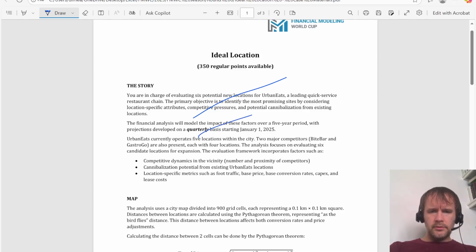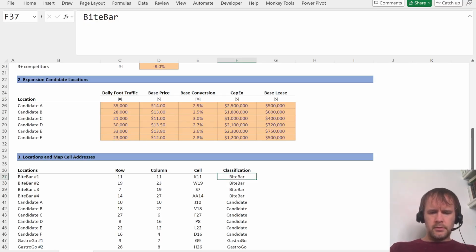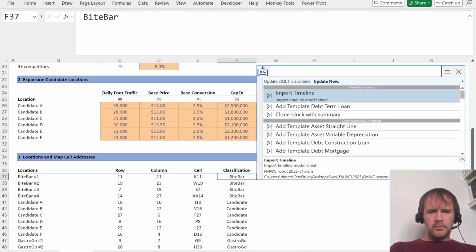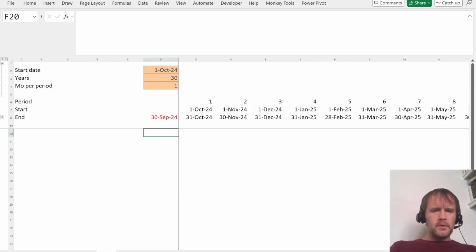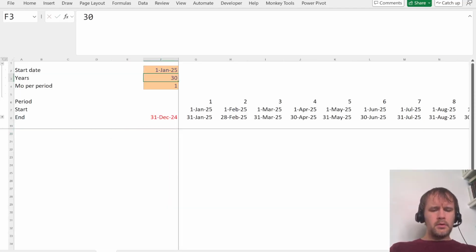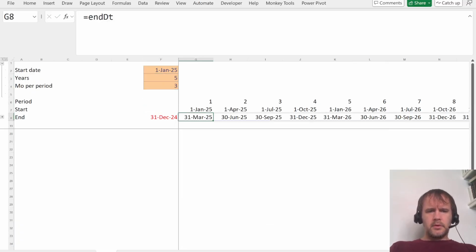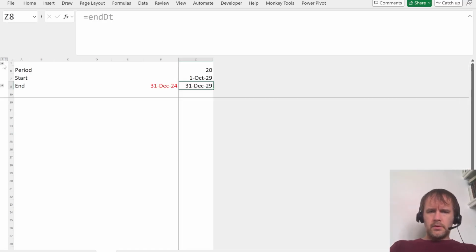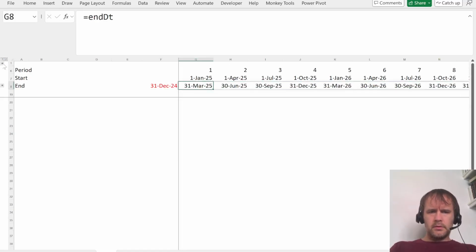So quarterly financial model from the 1st of January. Okay, so we've got a map, nice. So we'll import timeline. And we're going to start in 2025, 1-1. And we want to go, what did we say, 5 years? 5 years, 3 months per period. And we can get rid of that. And hide all of that. Yes, okay.